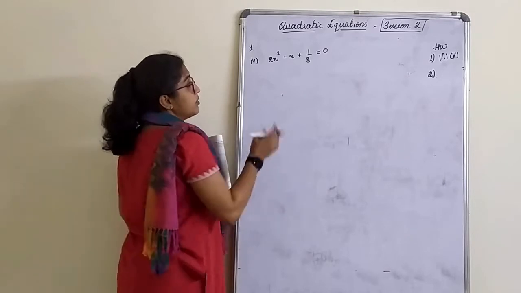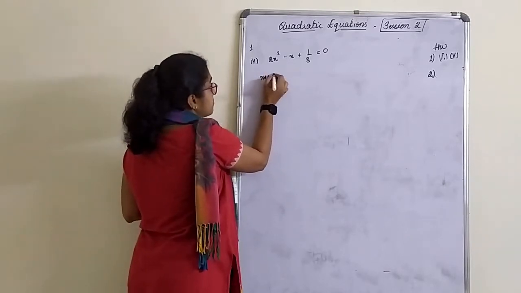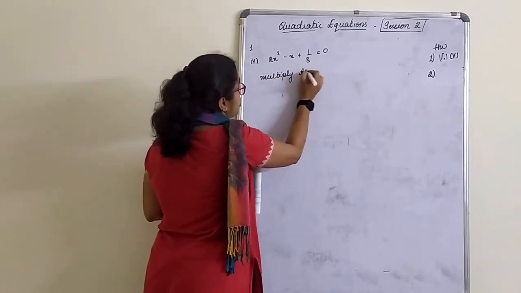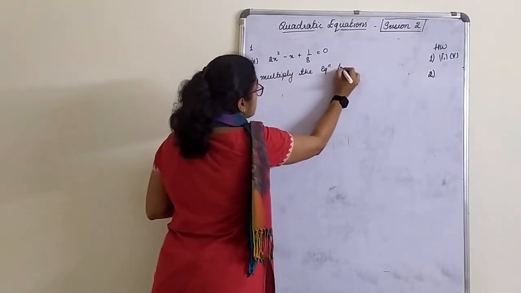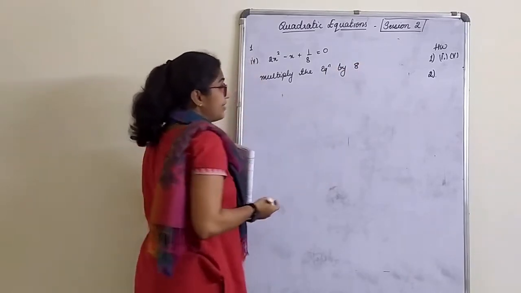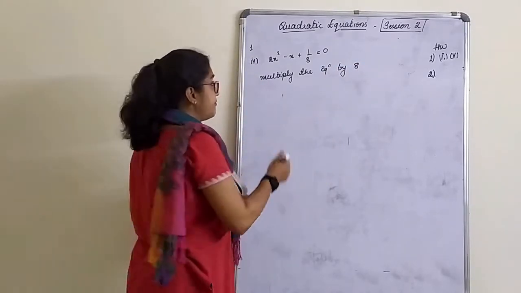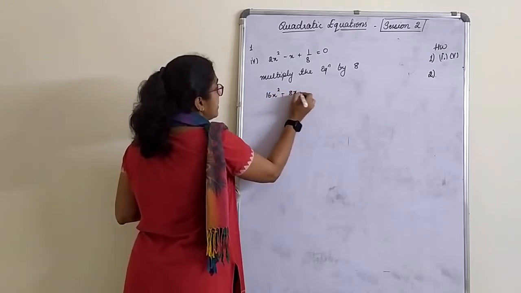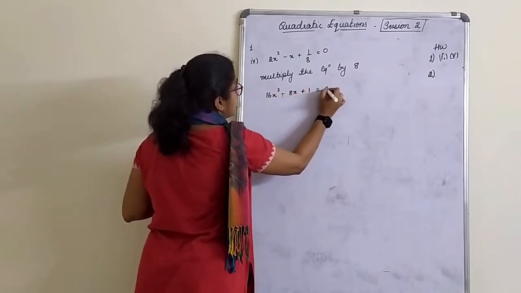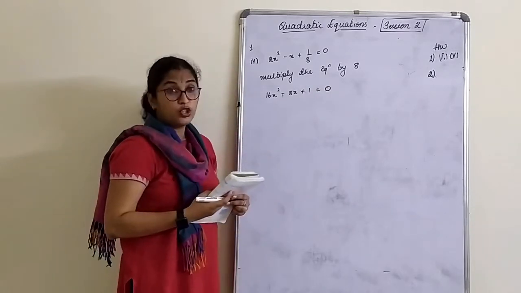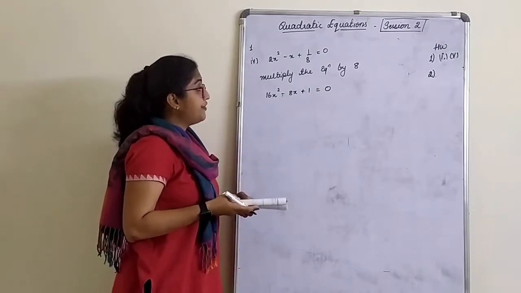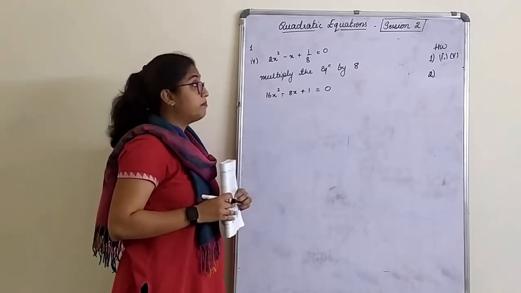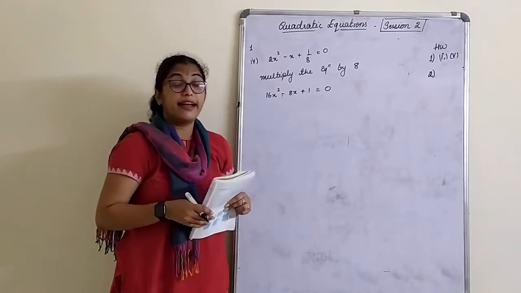So what we do is multiply the equation by 8, so that it will be very simple. We just have whole numbers everywhere. 8 2s are 16x square minus 8x plus 1 is equal to 0. If you actually see, this is a perfect square, right? It is in the form of a minus b whole square. But we cannot use identity directly here.